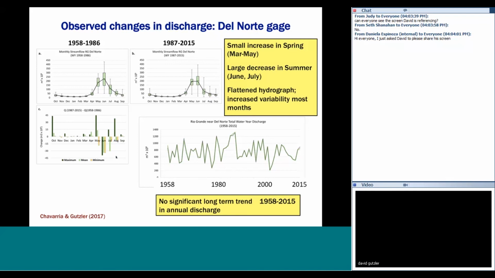But if I compare the early decades and the late decades, what I see is a flattened hydrograph and increased variability. So there is some similarity to what we might expect from climate change models simulating the effects of a warmer climate, but we don't see the absolute decrease in total flow, at least not yet.